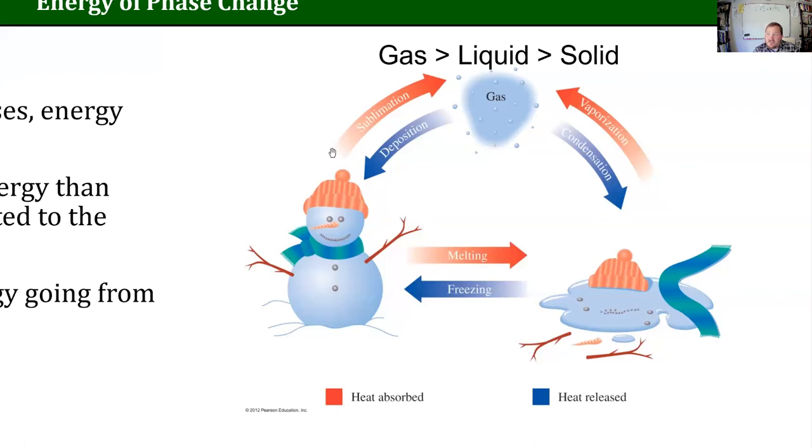And that's exactly what dry ice is doing. Dry ice is solid CO2. And at atmospheric pressure, solid CO2 will turn directly into gas CO2. And deposition is the opposite process. Under the right conditions, you can get a gas turned directly into a solid without going through a liquid state. And the example for that one would be frost forming.